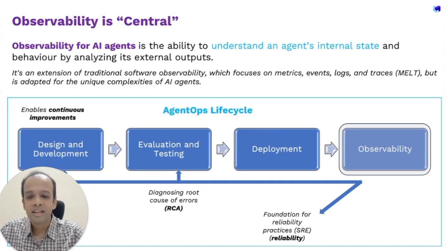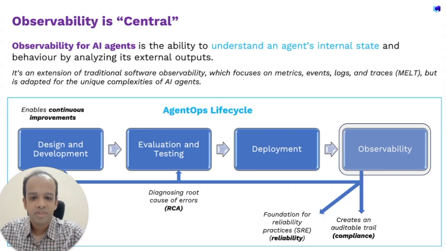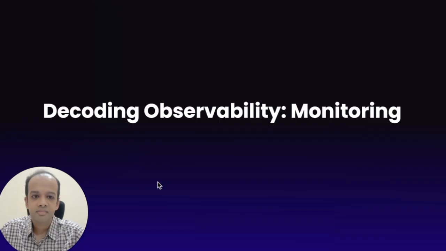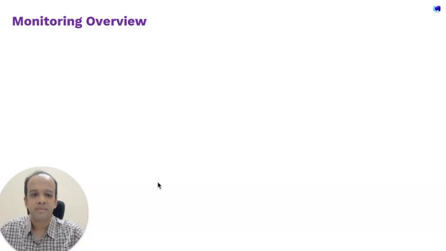And think about reliability. It serves as a foundation for reliability practices, because if you're changing any configuration about the fallback model or load balancing, you really want to evaluate whether that config change has improved your overall system or not. Also look at compliance. Observability enables an auditable trail, so you can really prove that you were compliant. And because you have a view of what's going on, you can also have a centralized view for cost and usage patterns, which enables governance of your agentic AI systems. Now let's dive further into some of the concepts and explore the first pillar, which is monitoring.